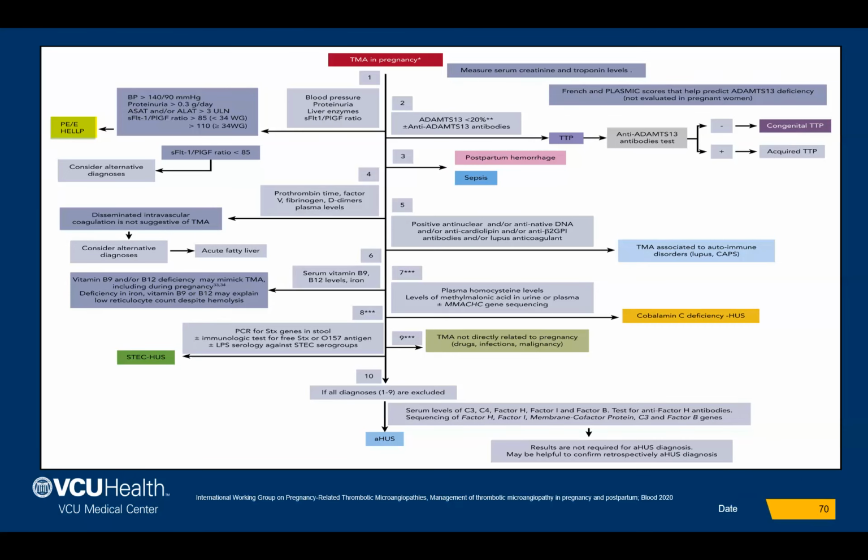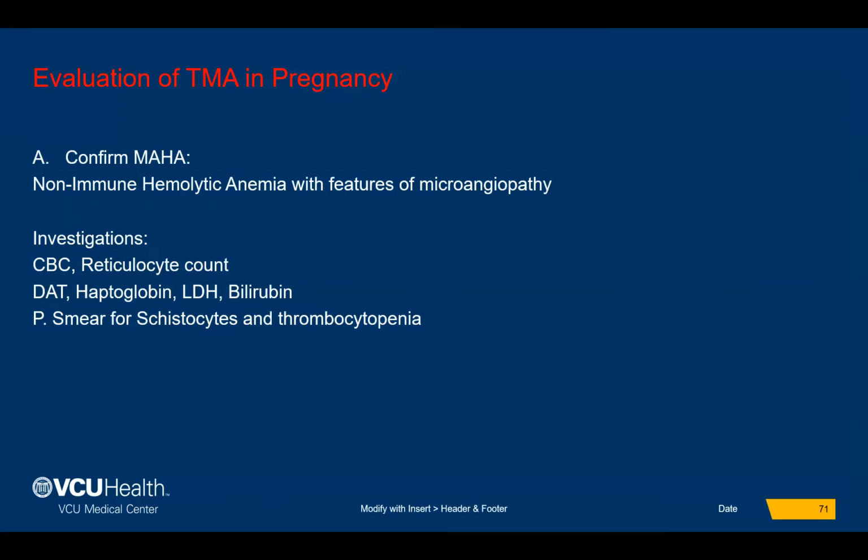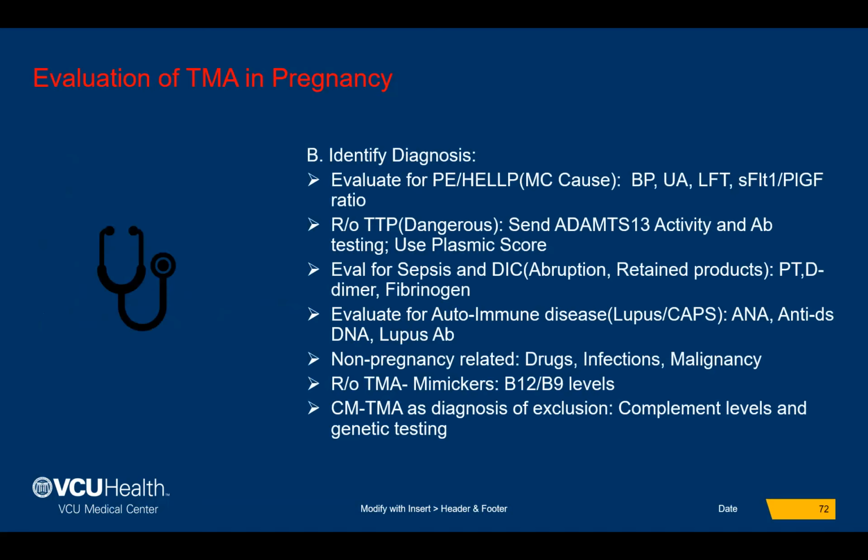And this is a really beautiful pathway to think about when we have a patient with TMA in pregnancy, but I'm going to break that down. So first step, confirm that we actually have a TMA. We need to make sure that we have a microangiopathic hemolytic anemia, which by definition is non-immune, so the DAT should be negative. We should be looking for confirming hemolysis, so we are looking at the reticulocyte count, haptoglobin, LDH, and bilirubin, and then we need to show that there is RBC shearing. That would be in the form of schistocytes and thrombocytopenia on the peripheral smear.